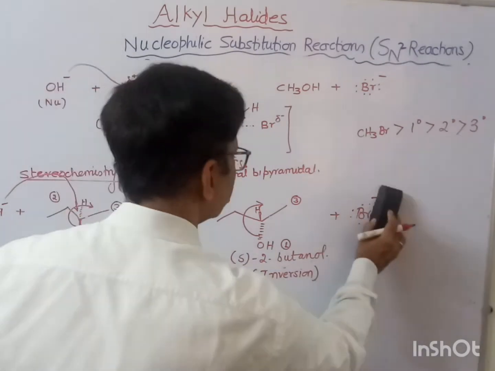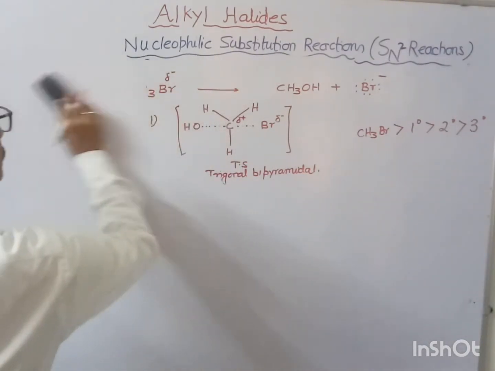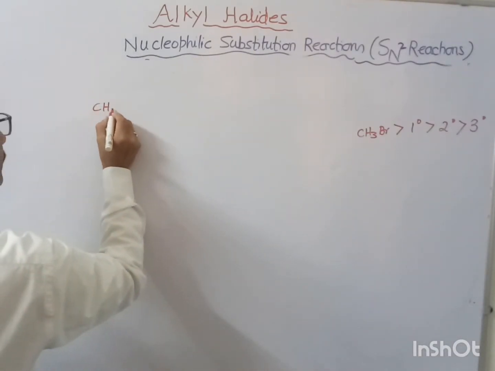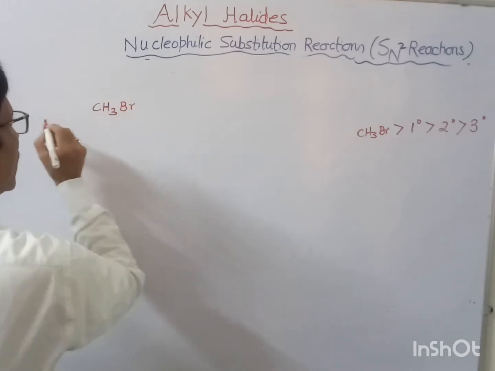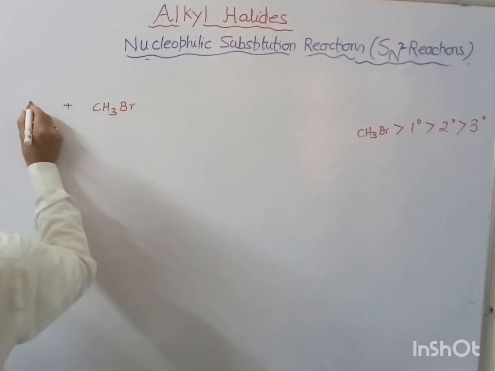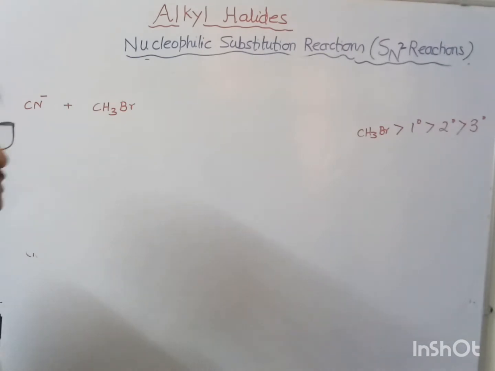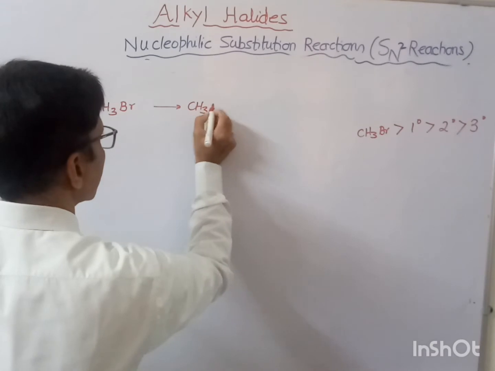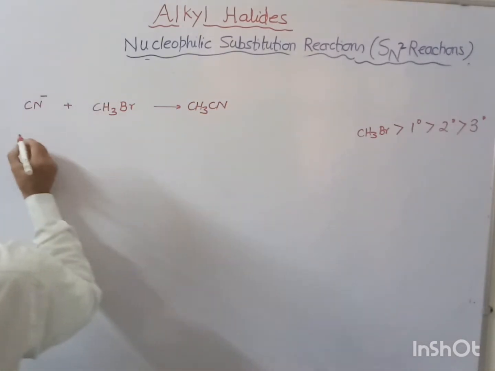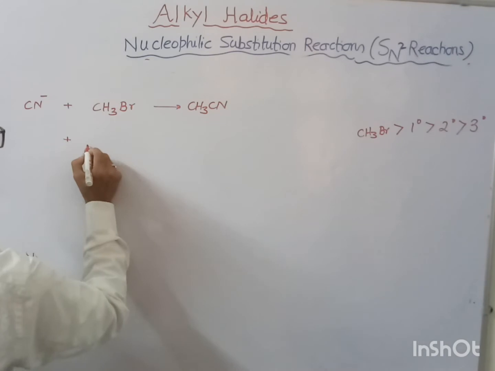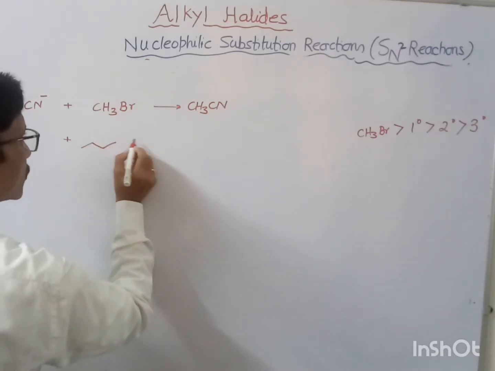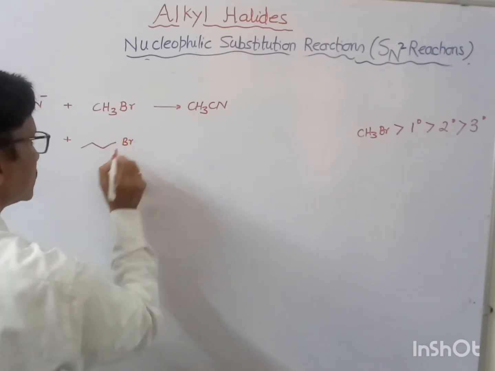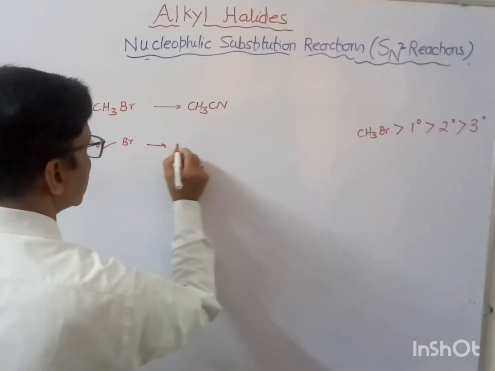So if we see the rate, suppose I am writing this methyl bromide, and it is substituted by, suppose, cyanide as a nucleophile. So what will you get? CH3CN, methyl cyanide. And suppose again this attacks one of the primary alkyl halides, suppose it is propyl bromide, and it is giving the product.